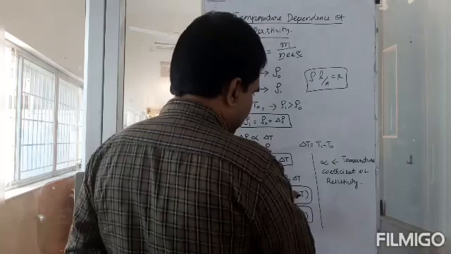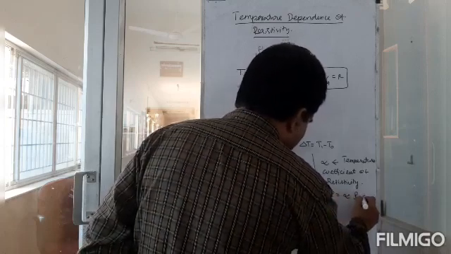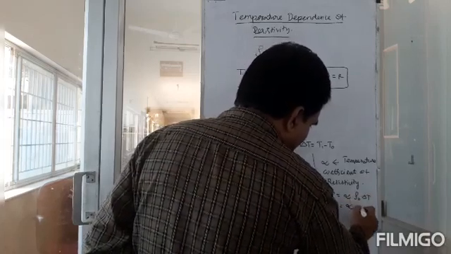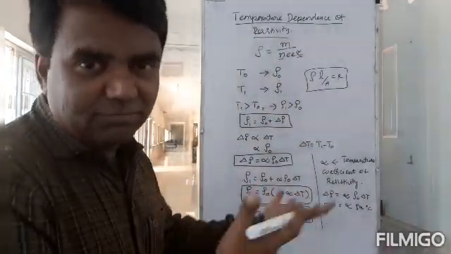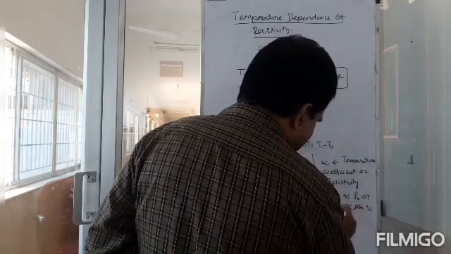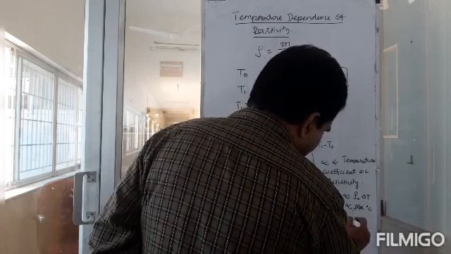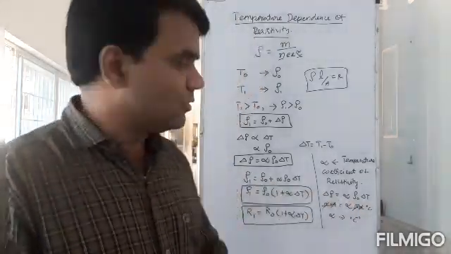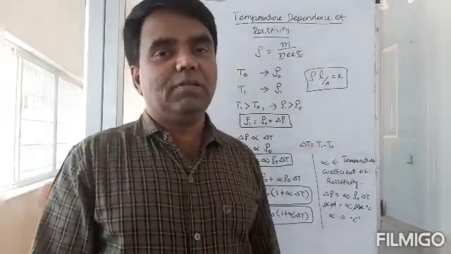And what's its unit? I can get it from here. So delta rho is equal to alpha rho naught into delta T. Delta rho unit is ohm meter, rho naught unit is ohm meter, and the delta T temperature unit will be degree centigrade or Kelvin, doesn't matter. So ohm will cancel, meter will cancel, and the unit of alpha is per degree Celsius, like degree Celsius minus 1. So that will be the unit of this temperature coefficient of resistivity.